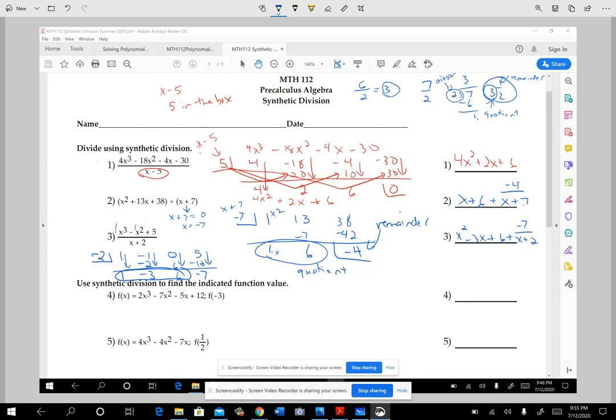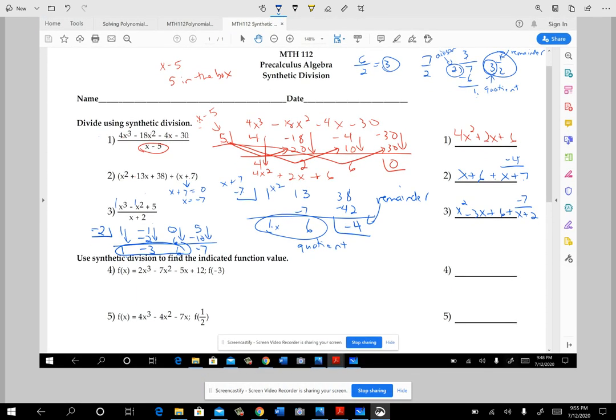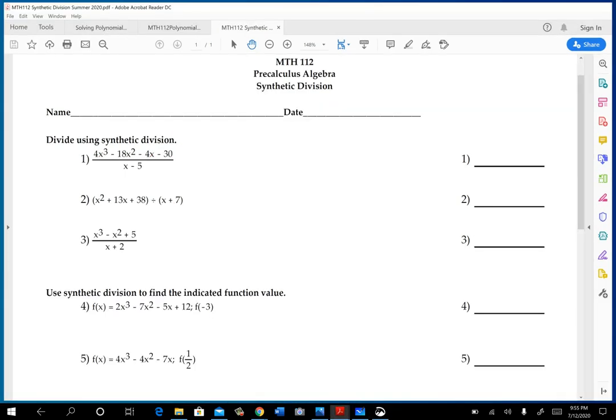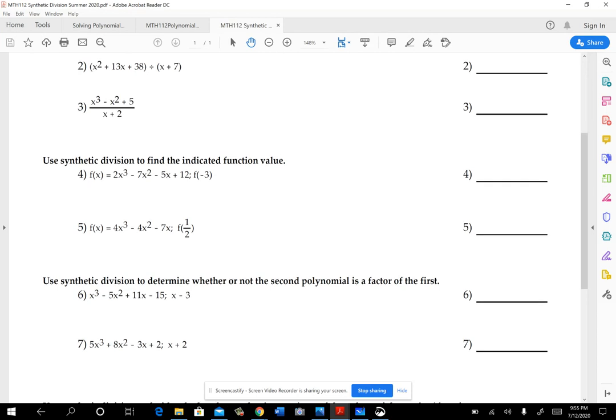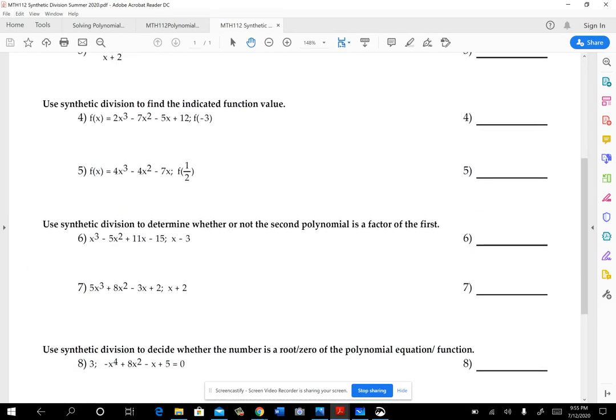Okay? All right, now most of the time we don't use synthetic division just to do division. We use it to answer another kind of question. Okay? All right, so let's go ahead and take a look at other things you can be asked to answer. So let me go back to the worksheet. Another thing you can do with synthetic division is you can find the value of a function. Okay, so let me snip that.